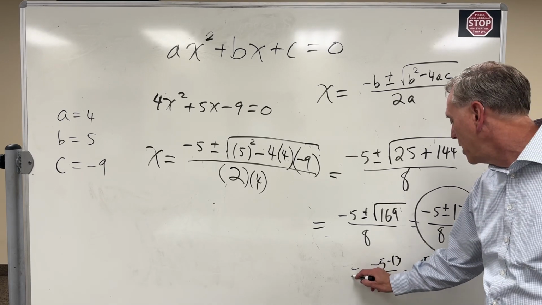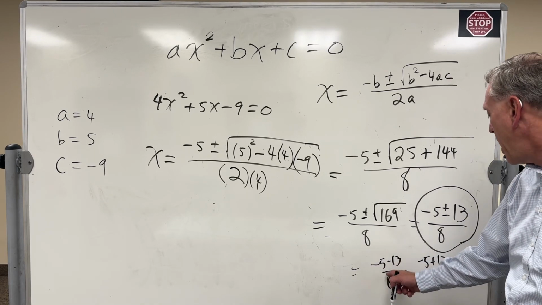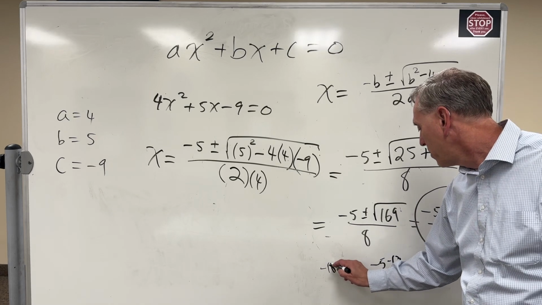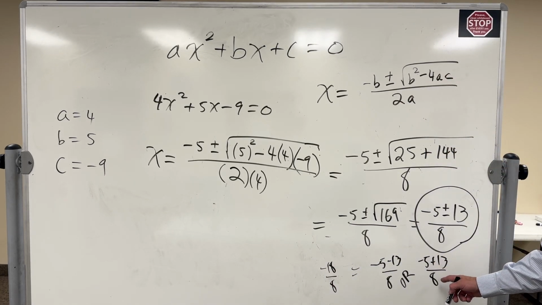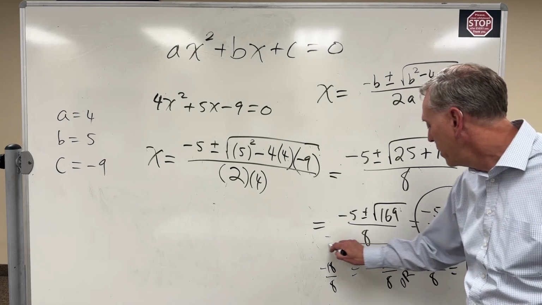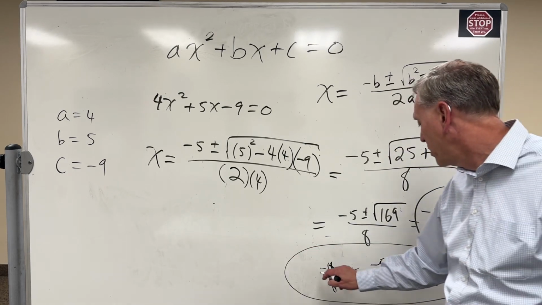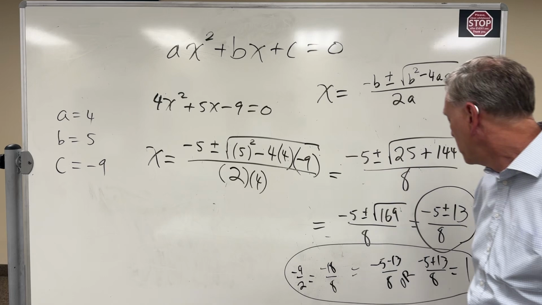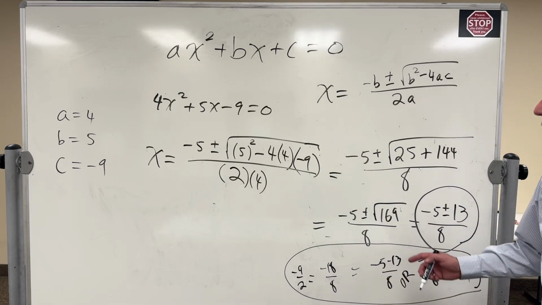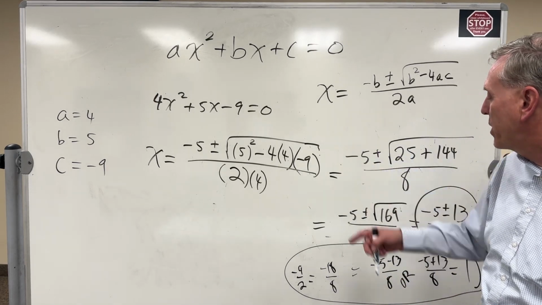And that one actually is equal to minus 18 over 8. And this one is equal to 8 over 8, which is 1. So our 2 answers are 1 and minus 18 over 8. You can simplify that more. That's minus 9 over 2. So that gives us our 2 solutions to this. And it gets us those solutions without factoring.